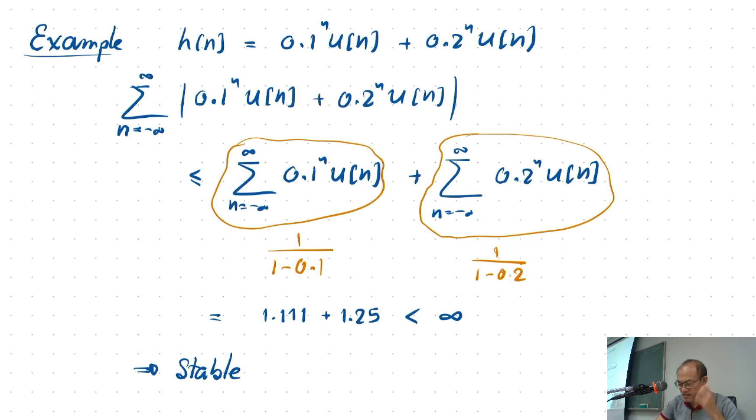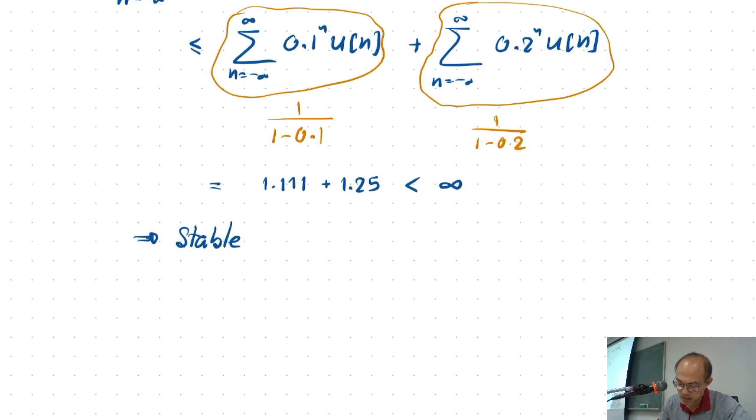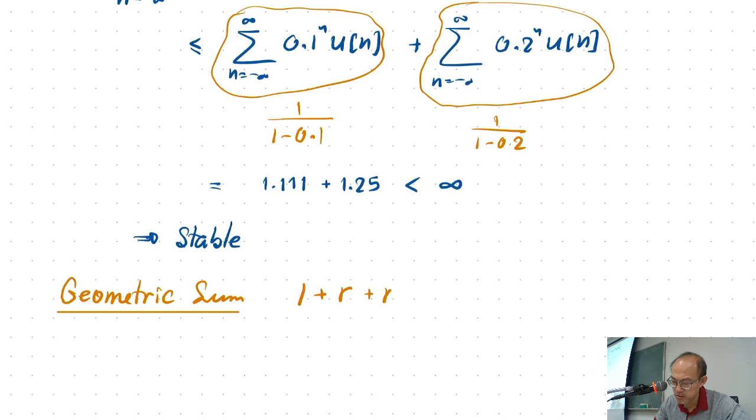Okay. In fact, you may find this geometric sum useful. If you add 1 plus r to the second plus r to the third plus r to the fourth, and so on, the result is finite if and only if the magnitude of r is less than 1.